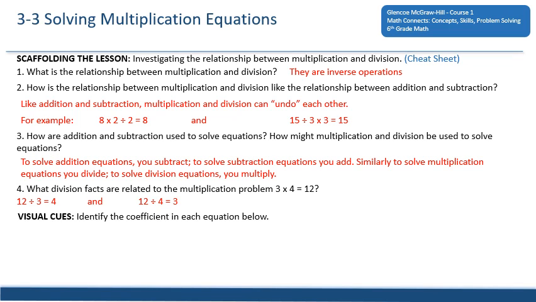We can identify the coefficient in each equation below. 6c equals 18, so 6 is the coefficient of the variable c. 15 equals 3z, 3 is the coefficient of the variable z. Negative 8x equals 24. Negative 8 is the coefficient, variable is x. Negative 9r equals negative 36. So negative 9 is the coefficient, r is the variable.